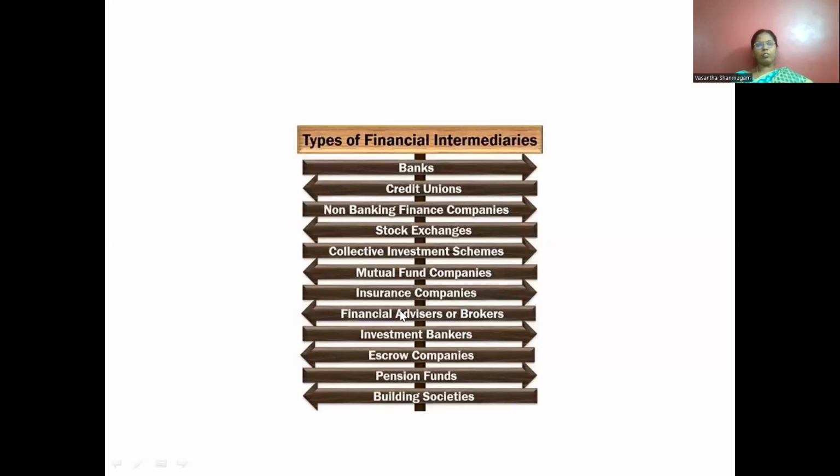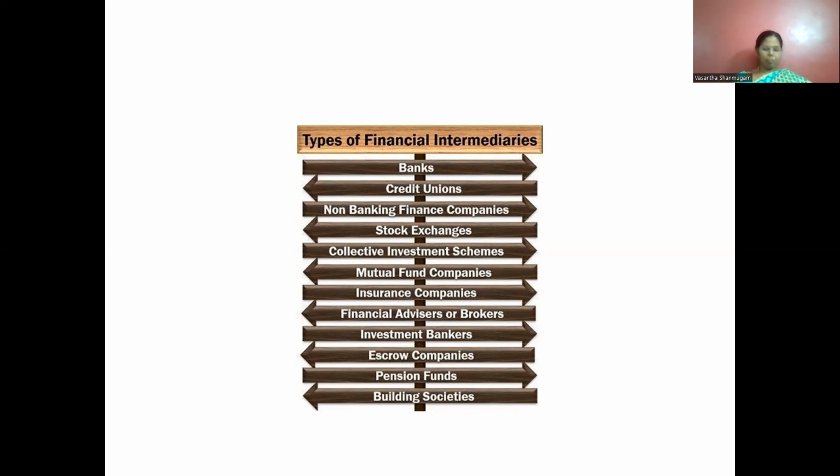Now we'll move on to types of financial intermediaries. These are also called financial intermediaries: banks, credit unions, non-banking finance companies, stock exchanges, collective investment schemes, mutual fund companies, insurance companies, financial advisors or brokers, investment bankers, escrow companies, pension funds, building societies. These are all types of financial intermediaries.